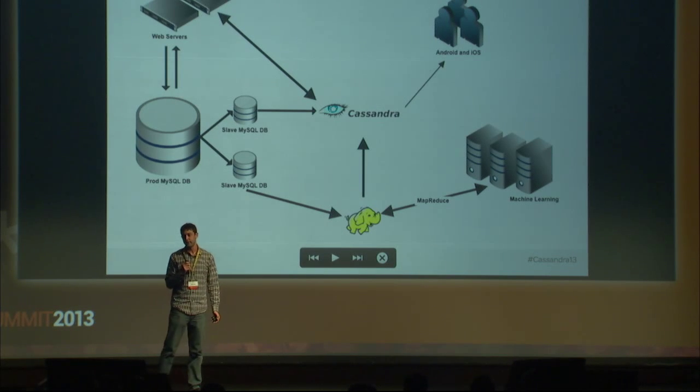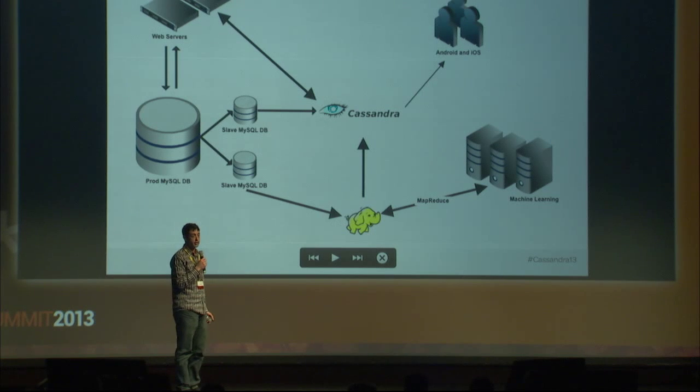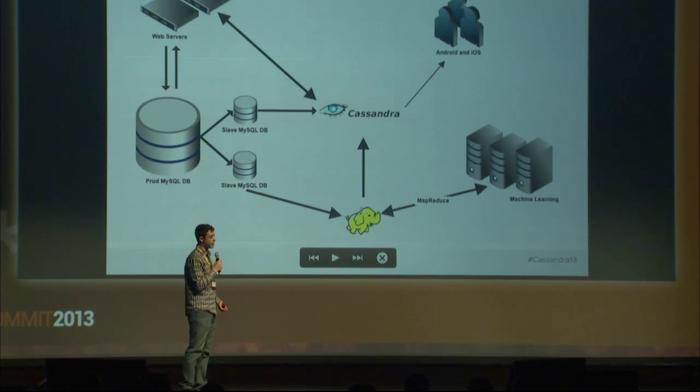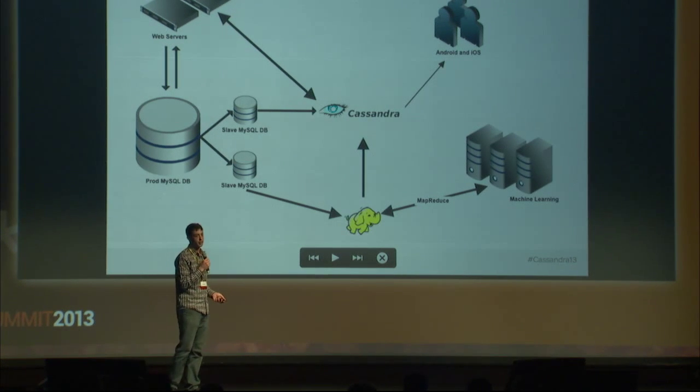So Cassandra is a really central part of our architecture. It's one of the only systems that touches all the others, from the website to Java and Hadoop to all of our mobile applications. So we've definitely been relying on it as a platform for the past year.